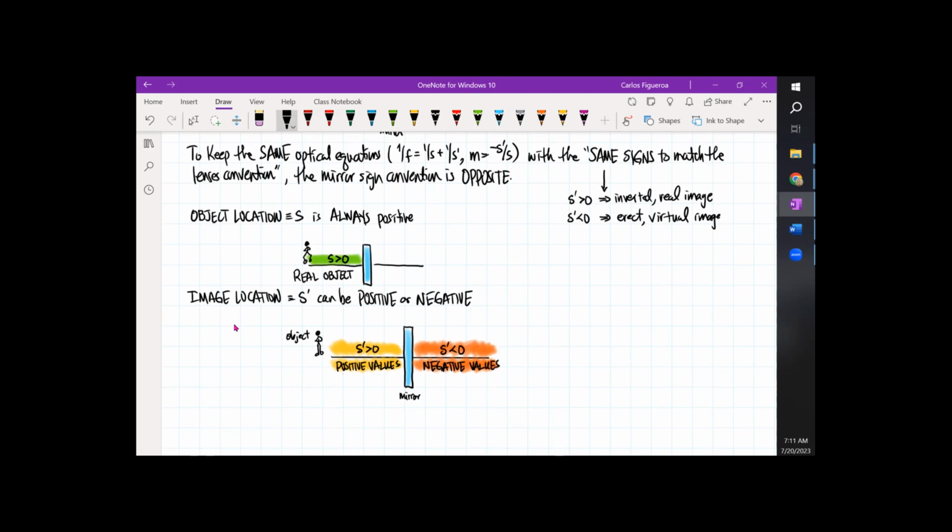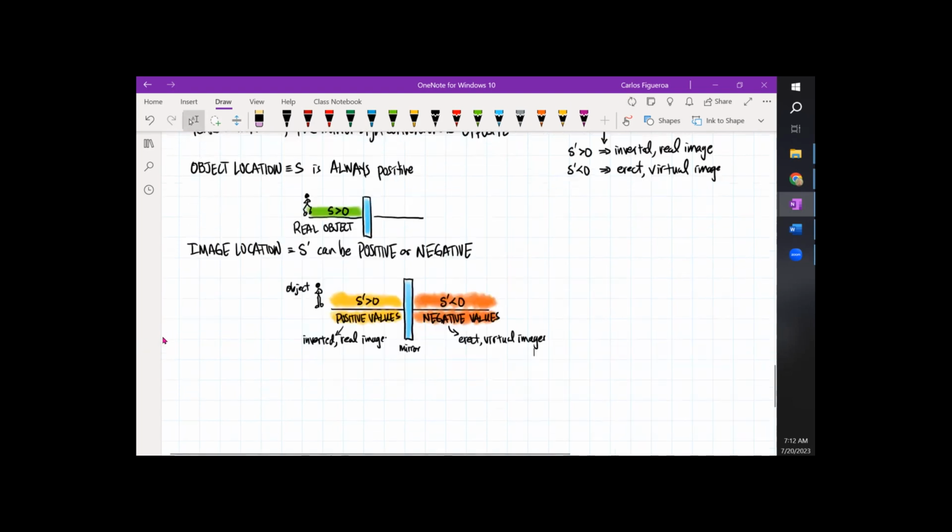So if I have positive values, as we've seen already, then this has to be inverted and real images. On this side, we're going to have erect and virtual images. And then the sizes vary. On the left, I could have smaller, same, or larger size images. And on the right, I could have smaller and larger images, depending on whether I have a converging or diverging lens here, or mirror. So let's go look at the ray diagram, or this situation here.